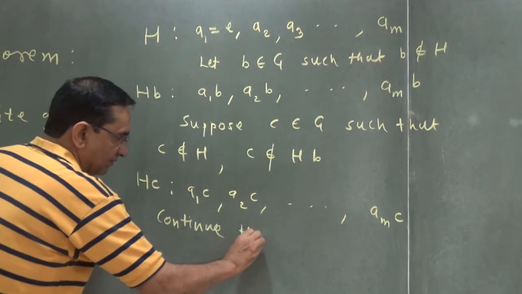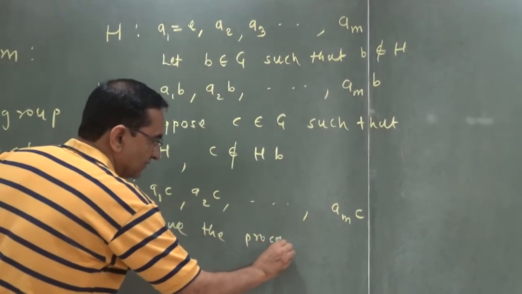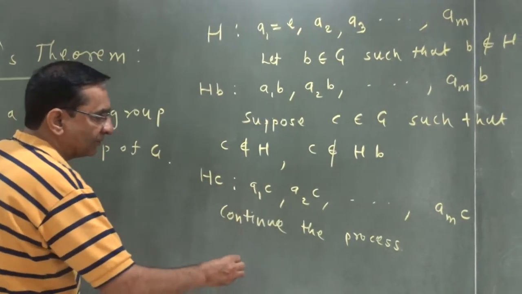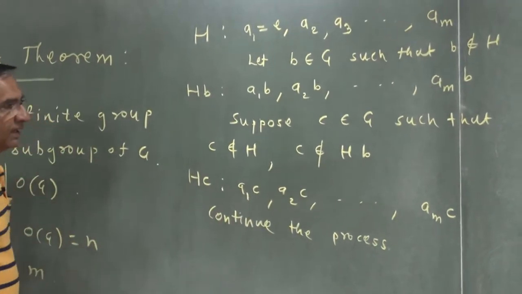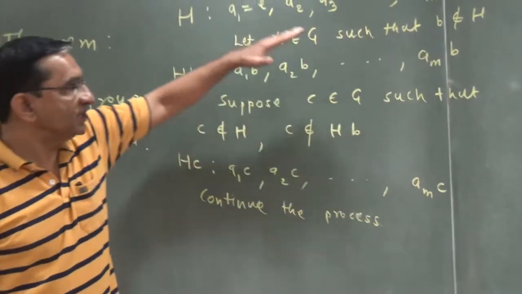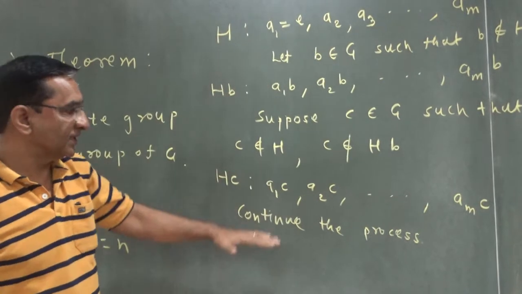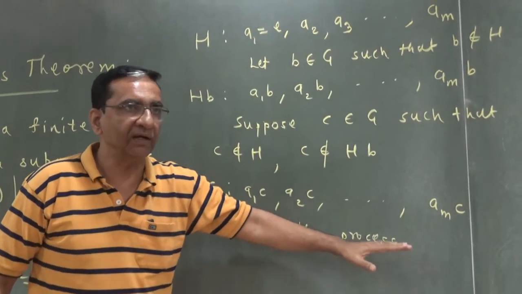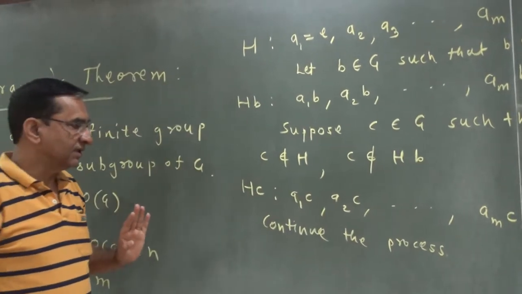Continue the process. Okay. And ultimately, suppose I form some arrays like this. Then all elements of G are exhausted. I continue this process up to that. So the process continues until all elements of G are exhausted.